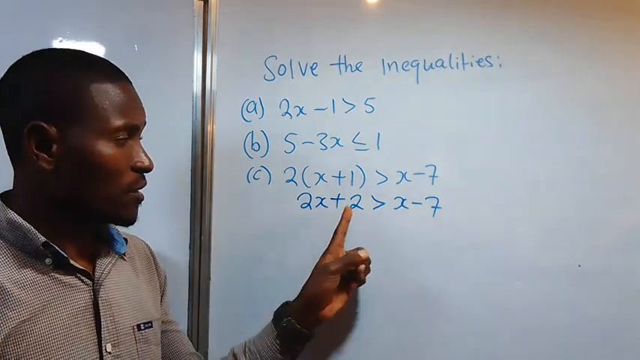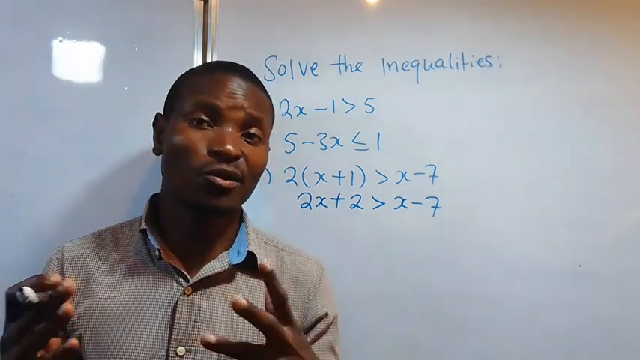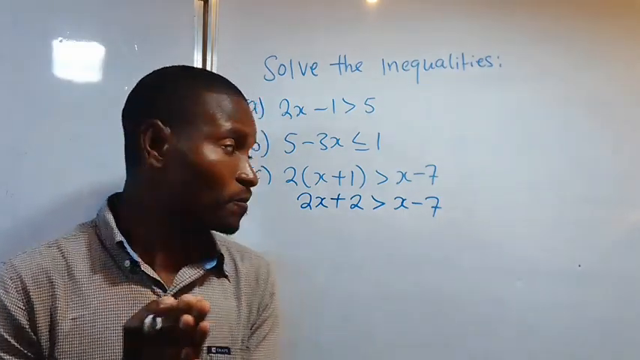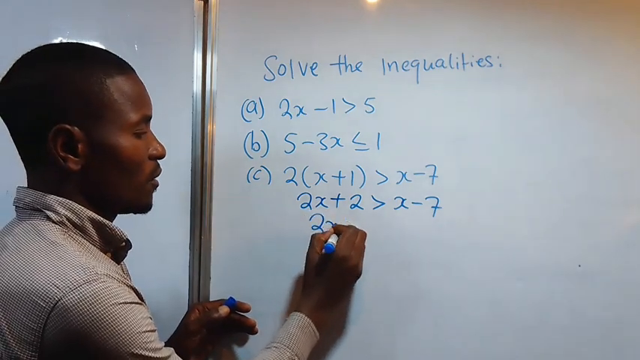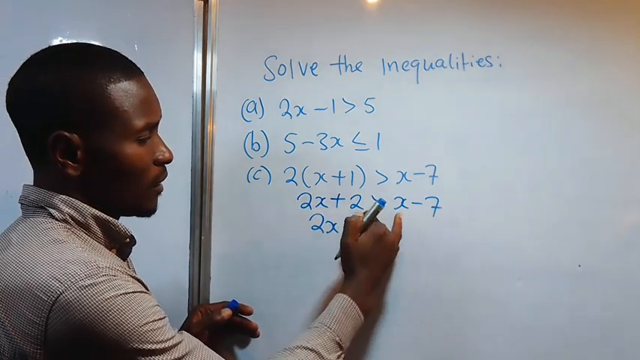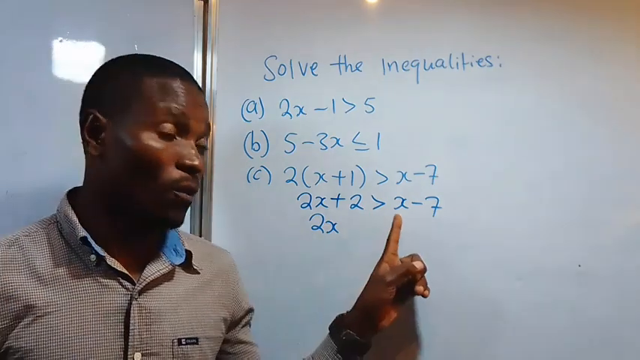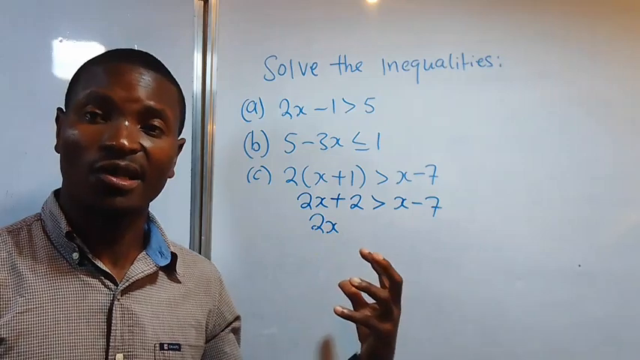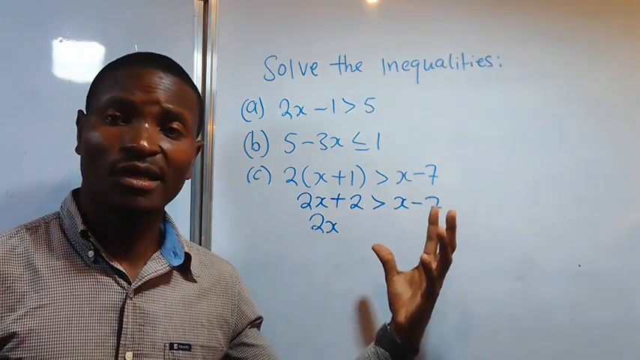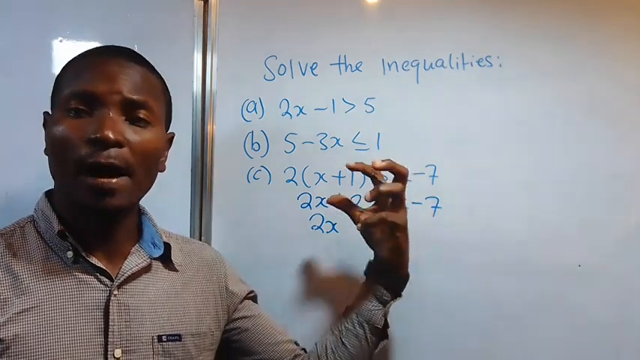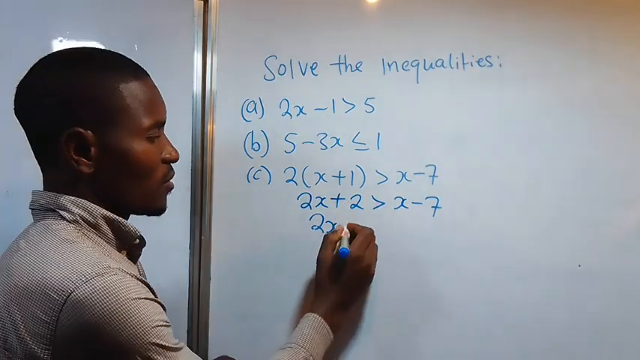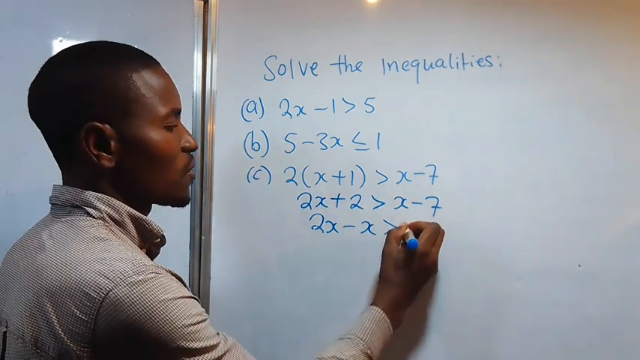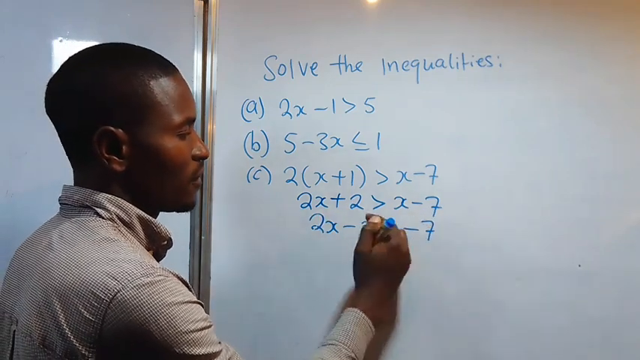So we know that 2 and 7 are both integers, both numbers, so we have to put them together. This 2x and this x, we also have to put the x together. So the x is going to come to the left-hand side of this equation. And since it is positive, it is going to change from being positive to being negative. So minus x is greater than, and this one goes to the other side. So negative 7, this one goes there.